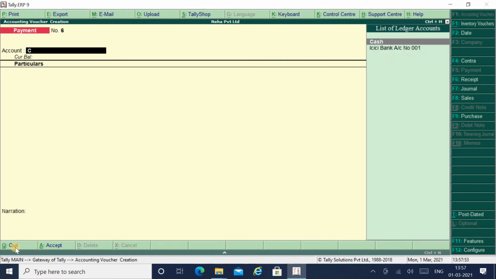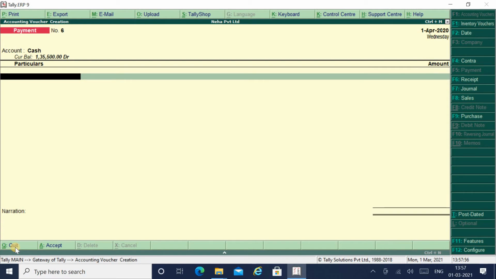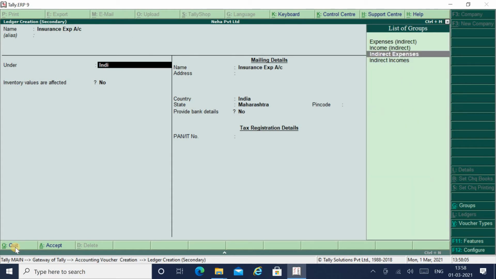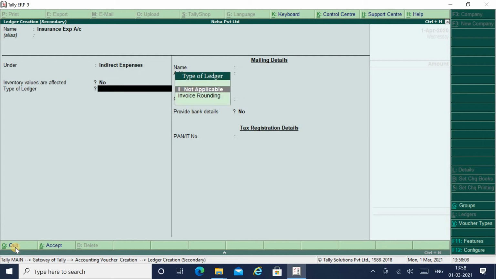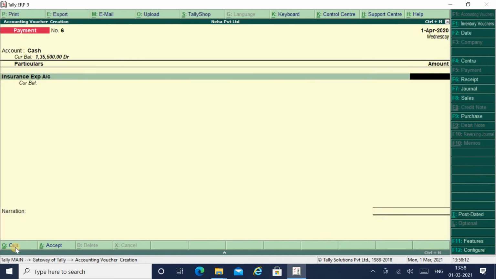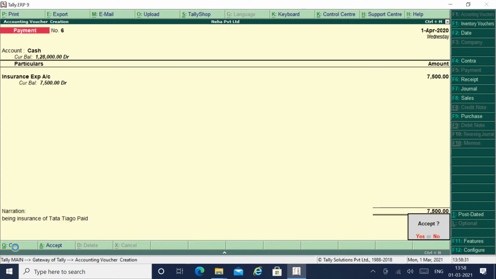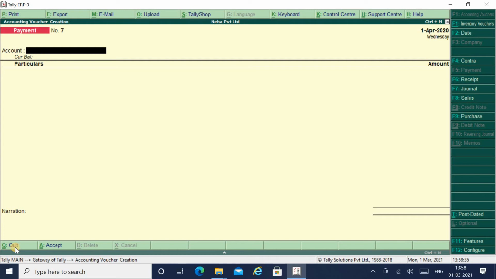Okay, now first is I'm paying the insurance for Tata Tiago. Insurance expense account, and you have to group it under indirect expense. Okay. You have to treat this transaction as your revenue item. Okay. So if I have paid, now let's take one example, 7,500, so I will write the narration as being insurance of Tata Tiago paid.